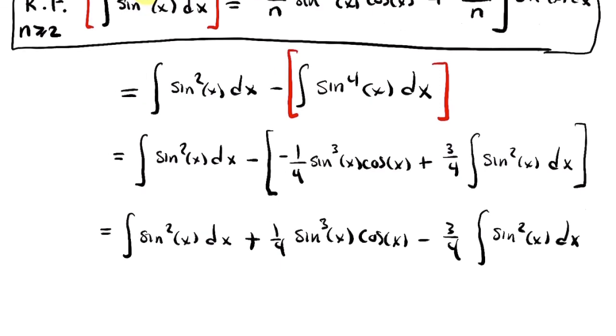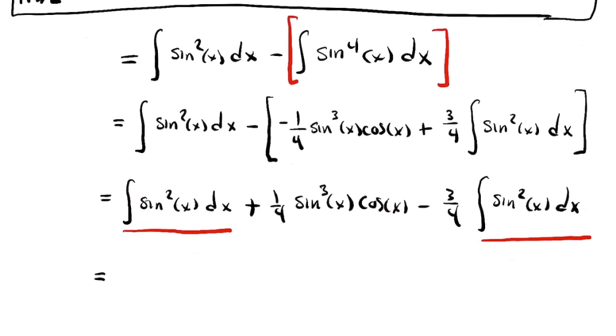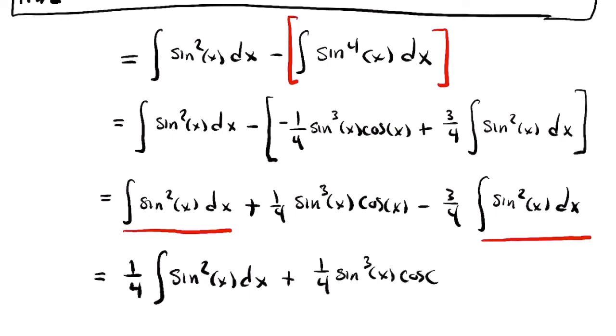Look, in this expression, let me grab some color so you see what I'm talking about. I've got an integral sine squared dx. I've got the same integral right there, but the second one has a coefficient of minus 3/4. Well, 1 of something minus 3/4 of the same thing is 1/4 of that thing. So I've got 1/4 the integral of sine squared. And then this other stuff, I've got the 1/4 sine cubed cosine.